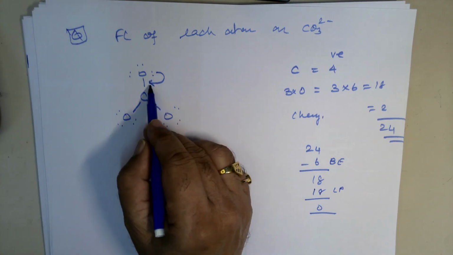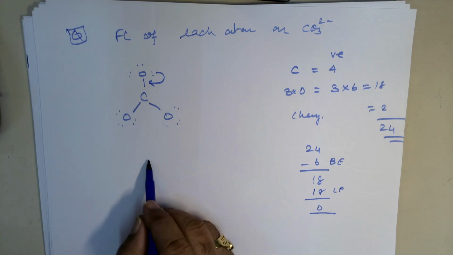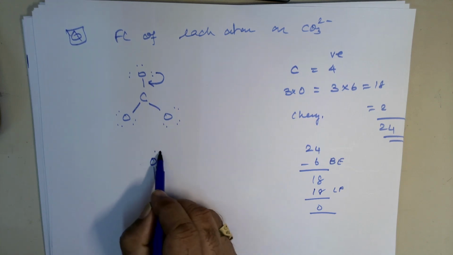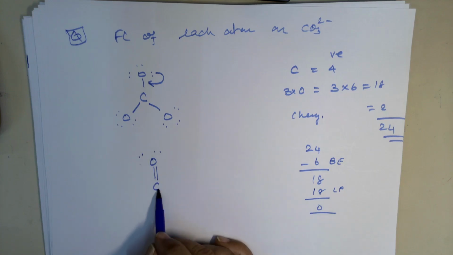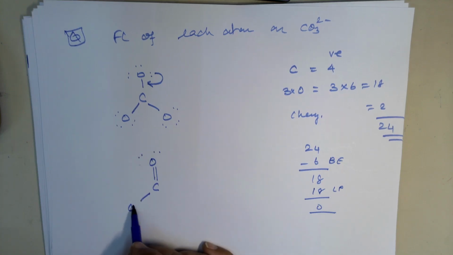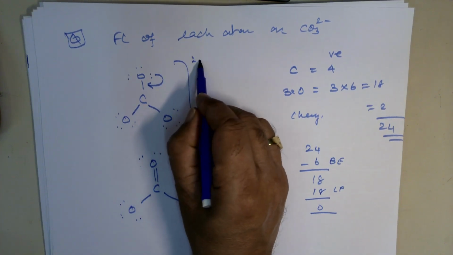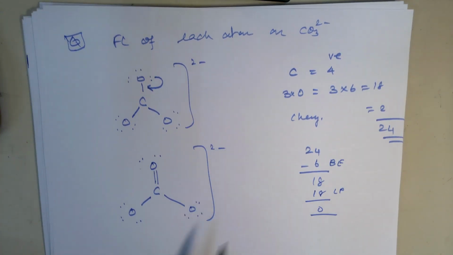So a pair of electrons is shifted here, right? So now you account one double bond, and here then C, and put O with pairs of electrons, and then O with pairs of electrons. Is it clear now? Okay.